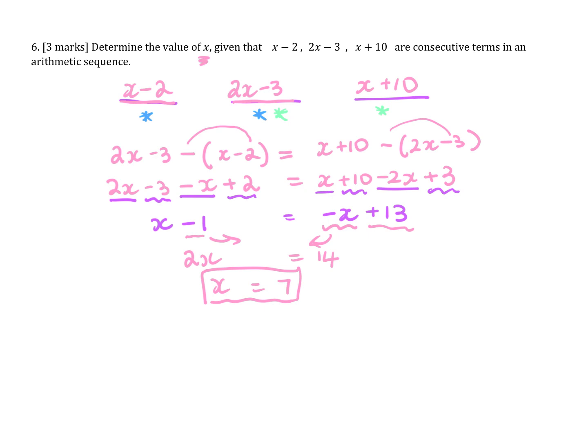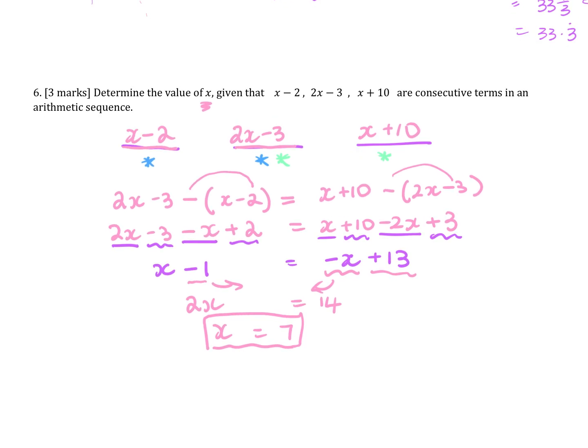So what I'm going to do now is just check on this to make sure I'm right. If x is 7, the first term, 7 minus 2 will be 5. If x is 7, 2 7s are 14. 14 minus 3 will be 11. x is 7, that one's going to be 17. Let's check, what am I doing here? I'm adding 6. What am I doing here? Adding 6. Great. I know that I'm right there. So that one there was worth 3 marks.